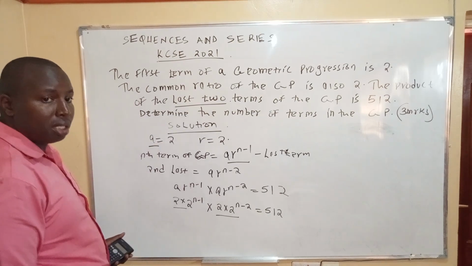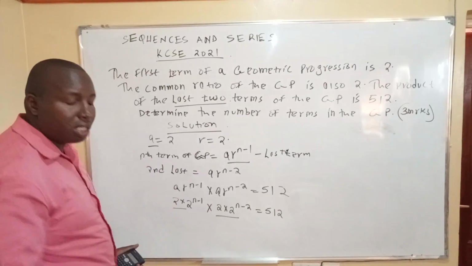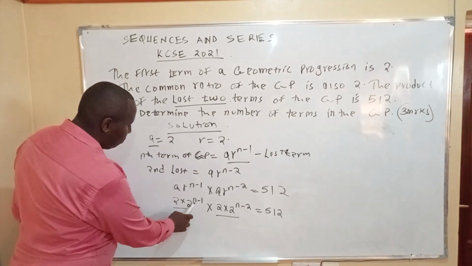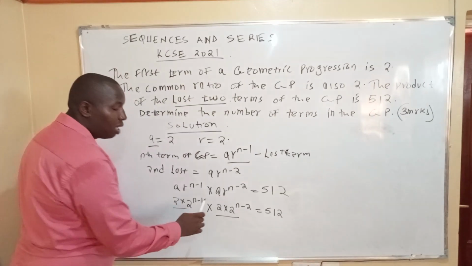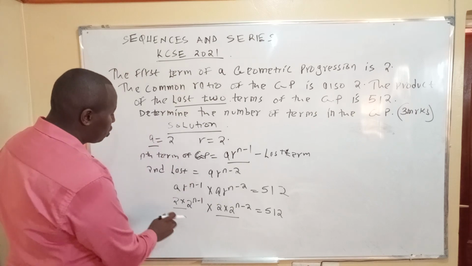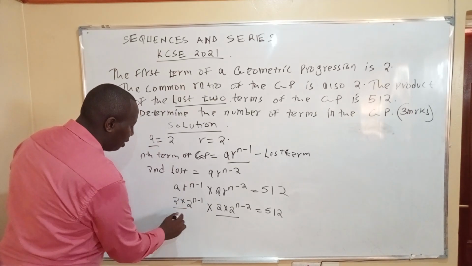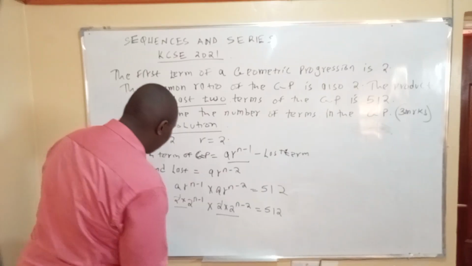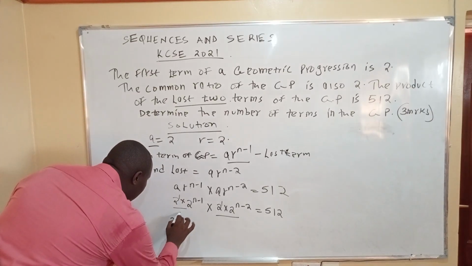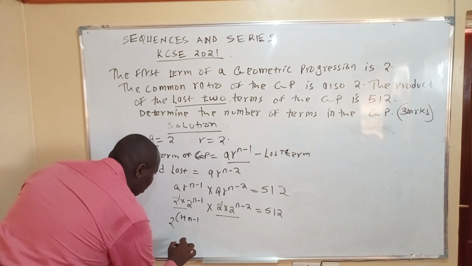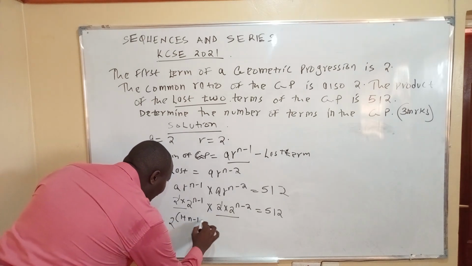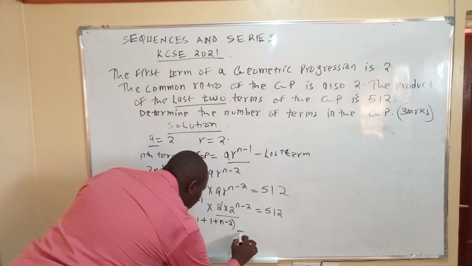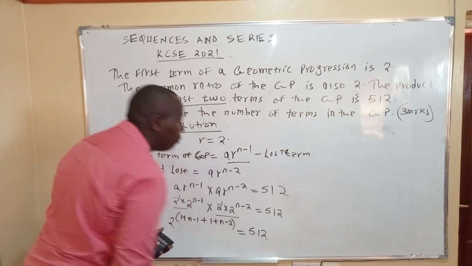You can see that you are multiplying numbers. According to the rules of indices in Form 2, if you are multiplying numbers with the same base, you put them under the same base and add their powers. So 2 times 2 to the power n minus 1 is the same as 2 to the power 1 times 2 to the power n minus 1, which is 2 to the power of 1 plus n minus 1. Multiplying also, add the powers: 1 plus n minus 2, equals 512.